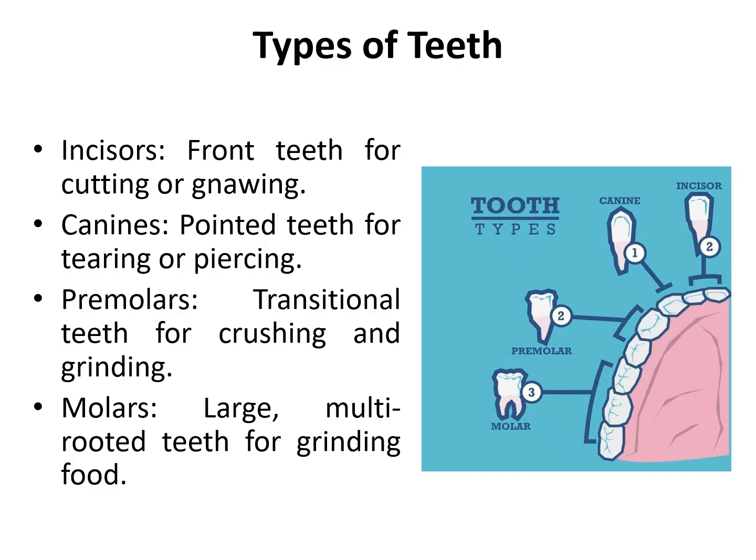And the fourth type is molars, which lie behind the premolars. They have two or more roots and several cusps. Molars are used for crushing food. Premolars and molars are collectively called cheek teeth.